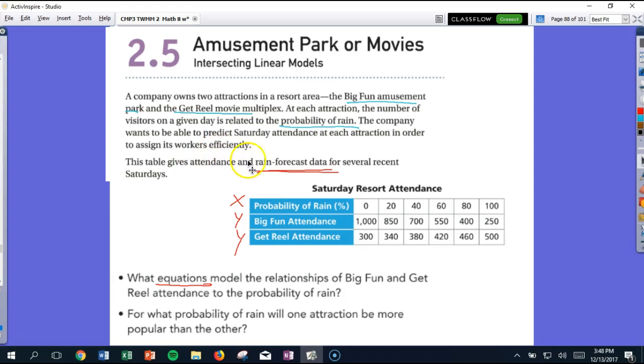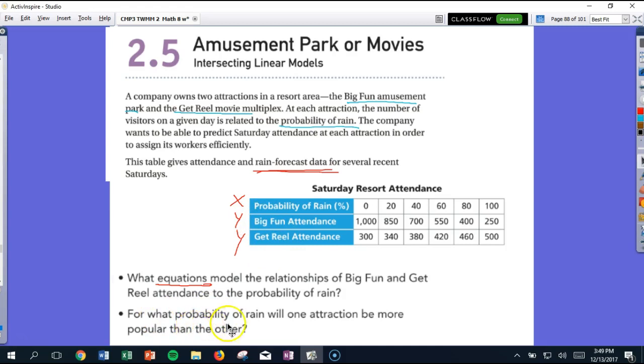The table gives attendance and rain forecast data for several recent Saturdays, and we kind of already covered that. It's asking us what equations model the relationships of Big Fun and Get Real attendance to the probability of rain. So we're going to use this table to come up with equations. We're going to have two separate equations. On one of them, the probability of rain is going to be your x, and the attendance is going to be your y. On the other one, same thing: the probability of rain is the x, and the attendance at Get Real is the y. So one for Big Fun and one for Get Real.